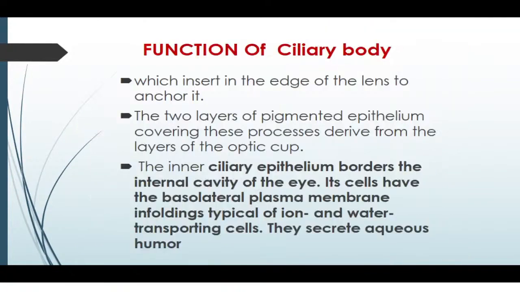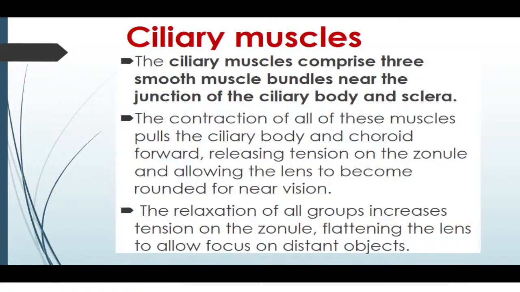Okay. The functions of the ciliary body: the zonule fibers insert into the edge of the lens to anchor it. The two-layered pigment epithelium covering these processes derives from the layers of the optic cup. The inner ciliary epithelium borders the internal cavity of the eye. Its cells have basolateral plasma membrane enfolding, typical of ion and water transporting cells. They secrete aqueous humor. So the ciliary body secretes aqueous humor into the anterior and posterior chamber.